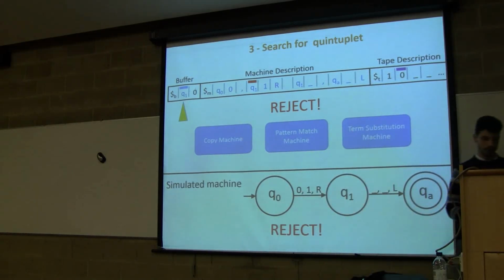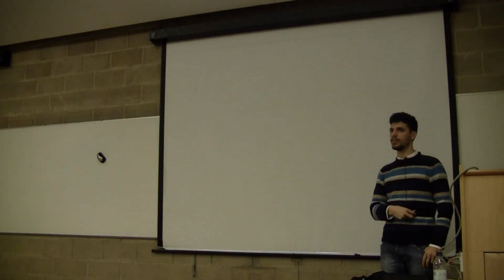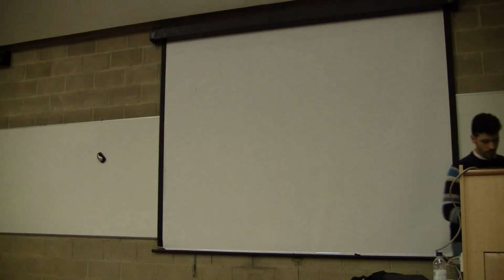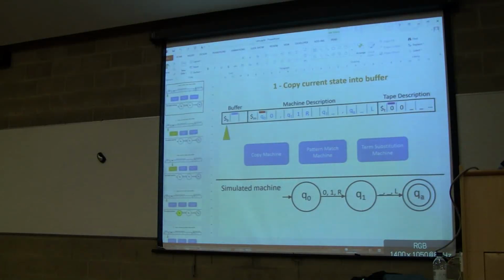Okay. So this is the universal Turing machine. Do you have any questions? Everything's clear? Okay, cool. So this is how a universal Turing machine works.